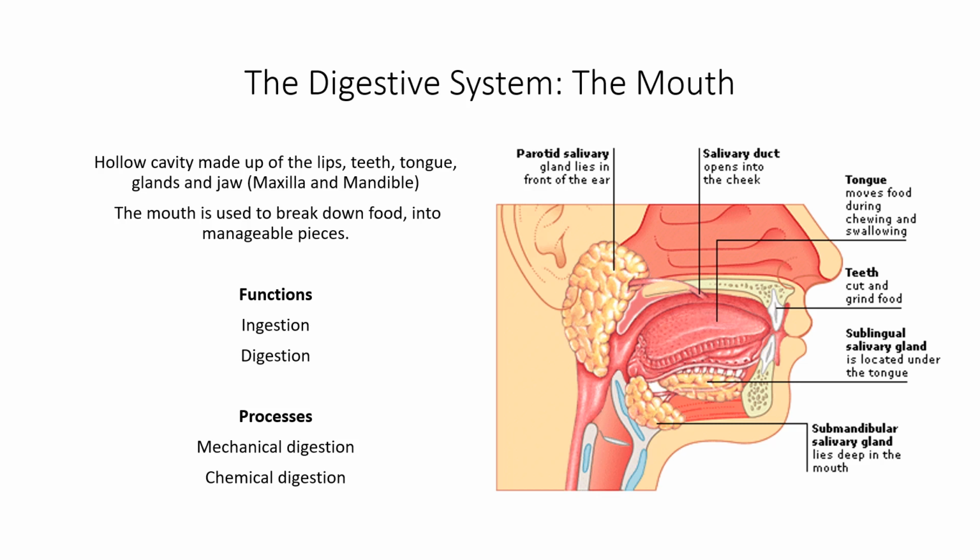And this is done via the teeth and the salivary glands. The teeth will break down food via mechanical digestion, and the salivary glands will produce saliva, which will chemically start to digest food as it enters the mouth.